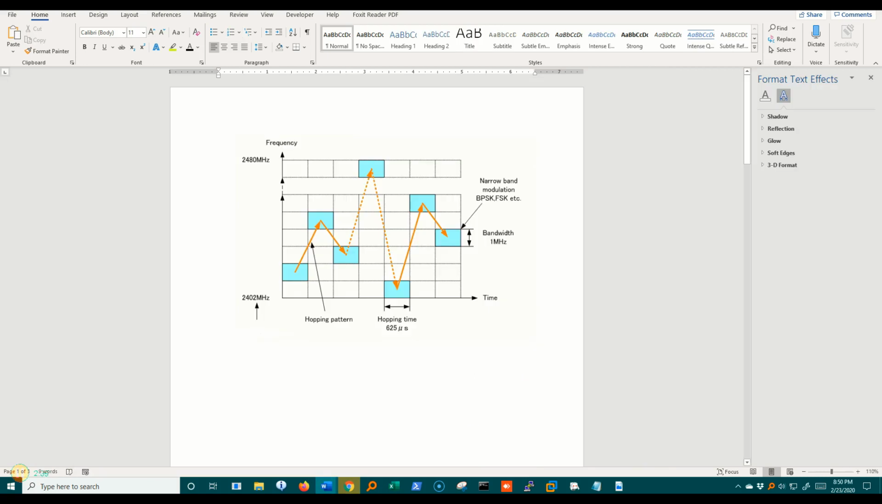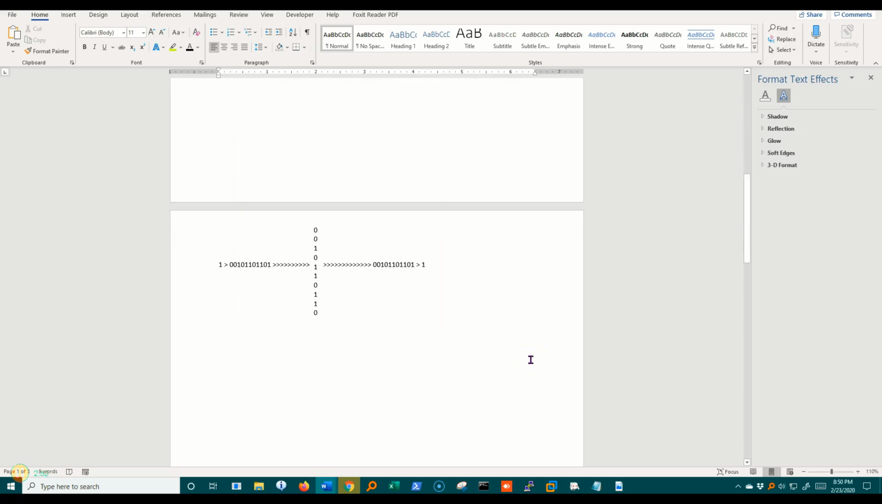Now let's take a look at those charts. Here's FHSS, frequency hopping spread spectrum. One frame goes down one frequency, another one down another frequency, and we just keep jumping around just like a player piano roll.